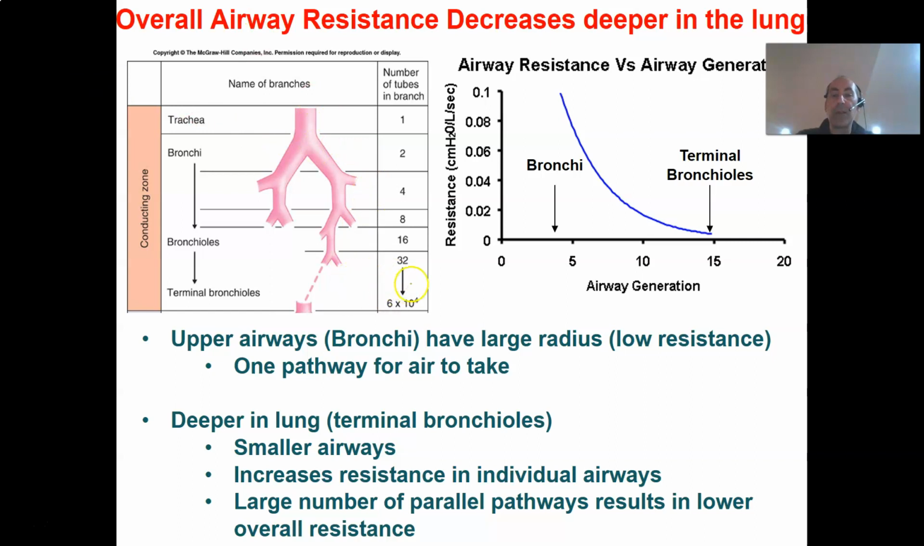So, and this is just based on total numbers. There's only one trachea. The resistance in that area of the airway system is relatively high. Then you break that into two bronchi. The resistance has gone down because there's more surface area between these two bronchi than there is in one trachea, and so on, and so on, and so on. Upper airways, the bronchi have large radius and low resistance, one pathway for air to take. Deeper in the lung, terminal bronchioles, smaller airways increase resistance in individual airways. Large number of parallel pathways result in lower overall resistance.